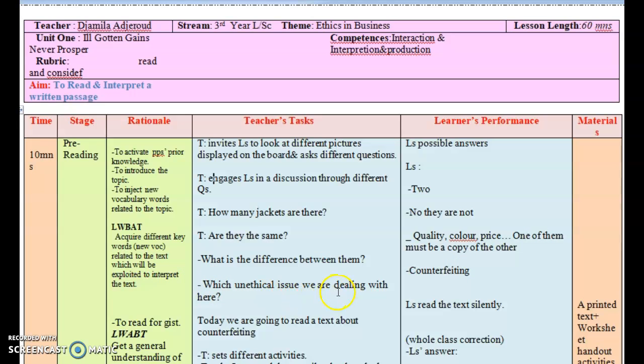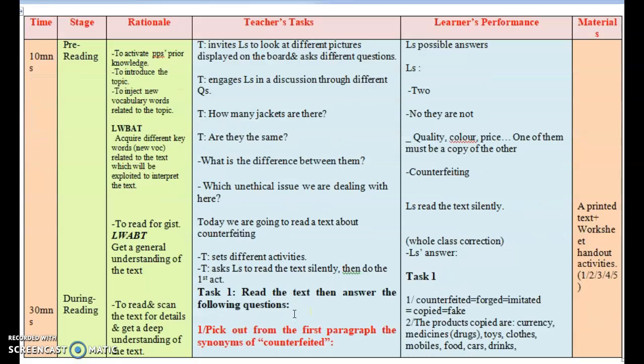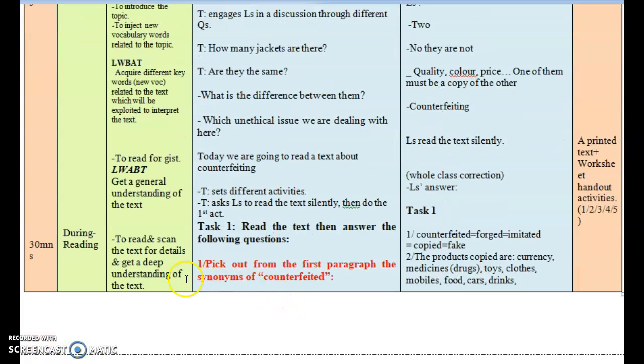Which unethical issue are we dealing with here? Some learners will guess that it's counterfeiting. They may also say it in their mother tongue, in their mother language. And you could provide the word, or say the word counterfeiting, and explain it to them. The tasks which I did for that text, we move to the during-reading stage.